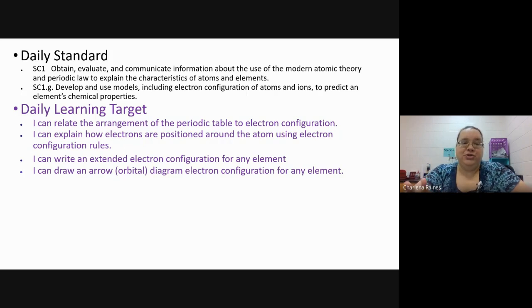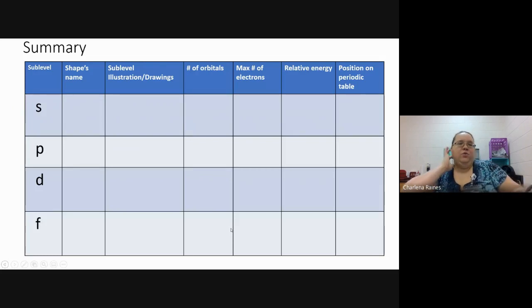We have three different types of electron configurations that we can do. Today we're looking at the first two, which is the extended or the complete electron configuration, and the arrow or orbital diagrams. Reviewing what we saw yesterday, you're going to want to make certain that you do know this information so that moving forward, you're able to answer some constructed response questions. Plus, knowing your orbitals, max number of electrons, and position on the periodic table will make your life much, much easier as we get further into this concept.